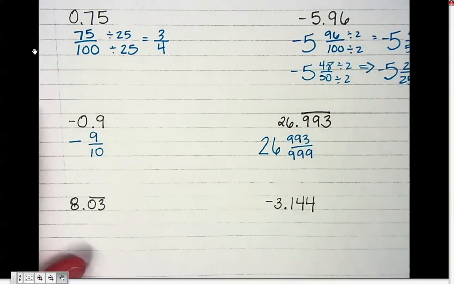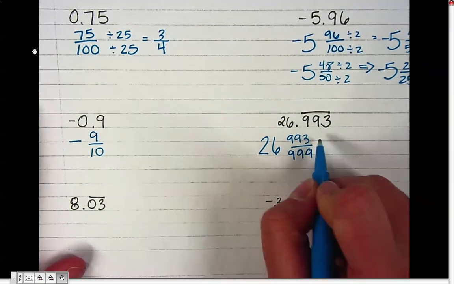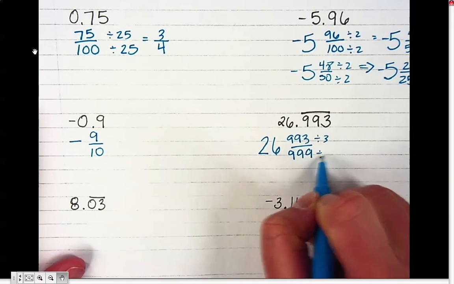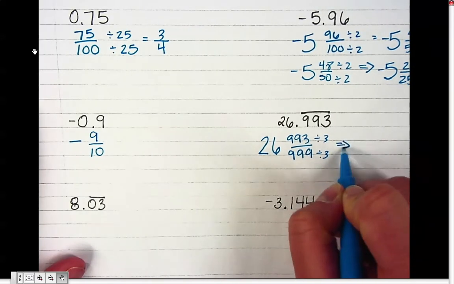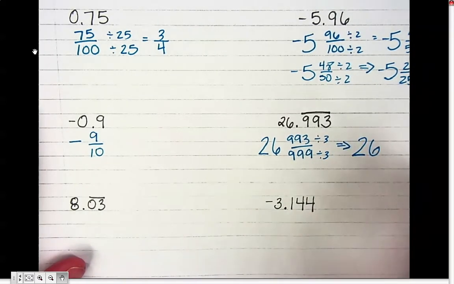All right, well, now I want to see, can I simplify this? I'm going to guess this is probably divisible by 3, just looking at my numbers here. So I'm going to divide by 3, and I'm going to get my 26. Don't want to forget that whole number.